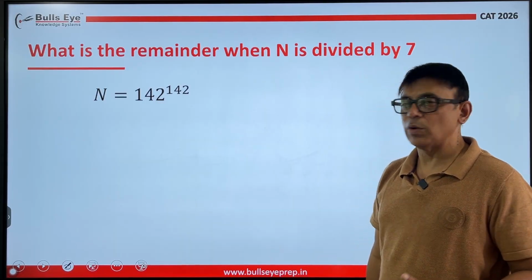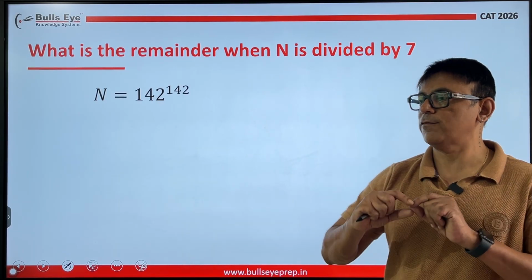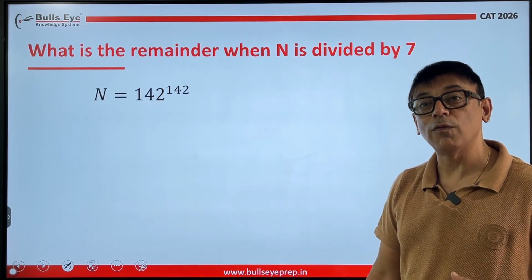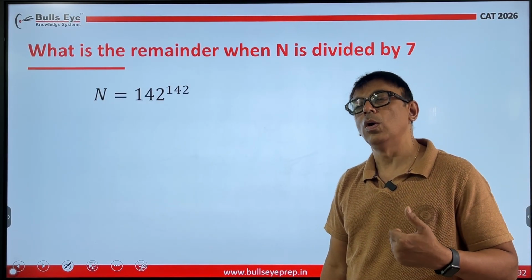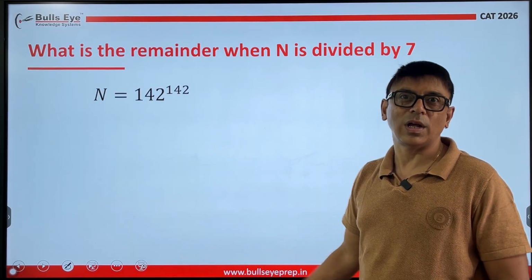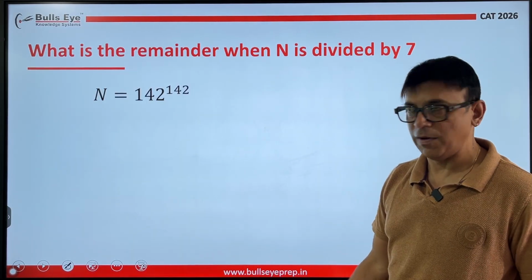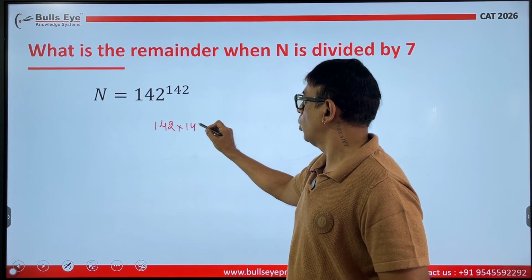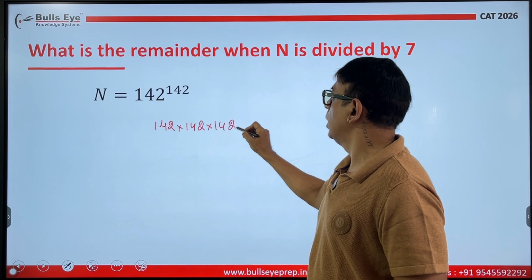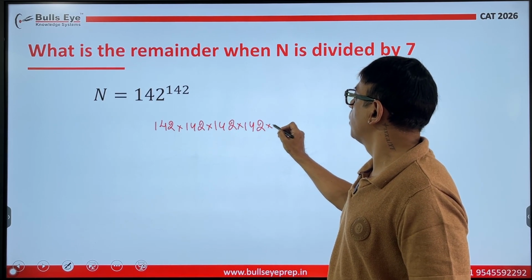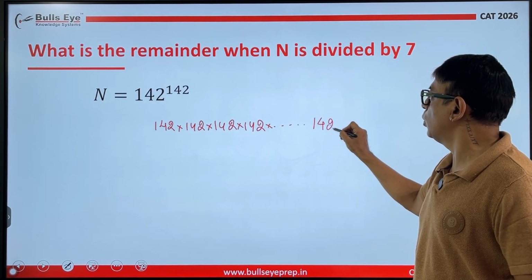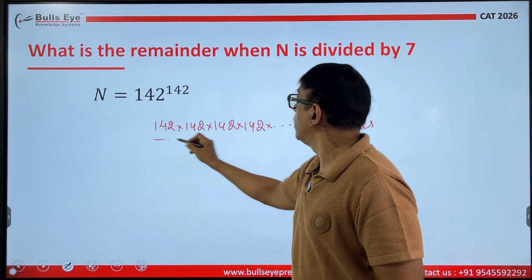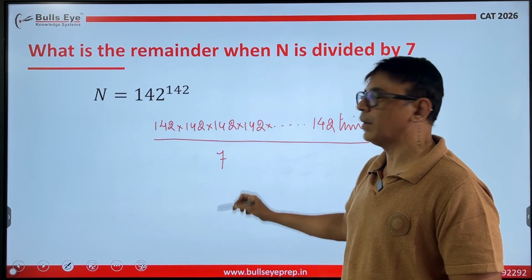What is the remainder? Again, a similar family, but this time you don't have a string of numerator terms. You have only one term, but look at the size of it: 142 into 142 into 142, as many as 142 times, and that is to be divided by 7. To understand what it means: 142, 142, 142 is multiplied 142 times. There are 142 terms this way, and then you have to divide this by 7.